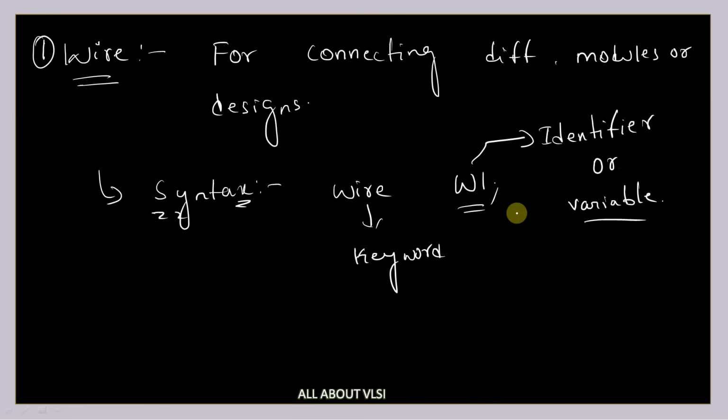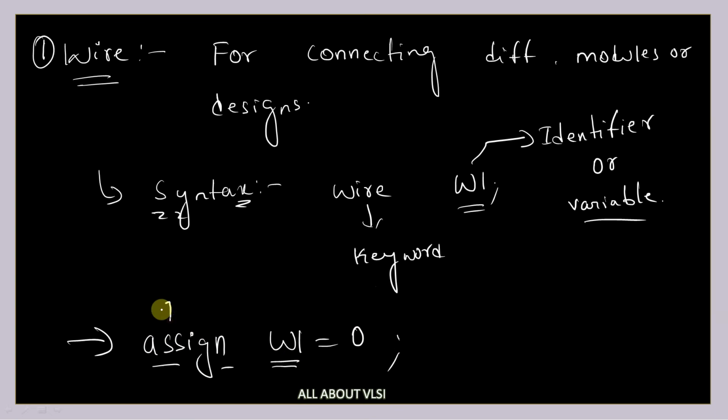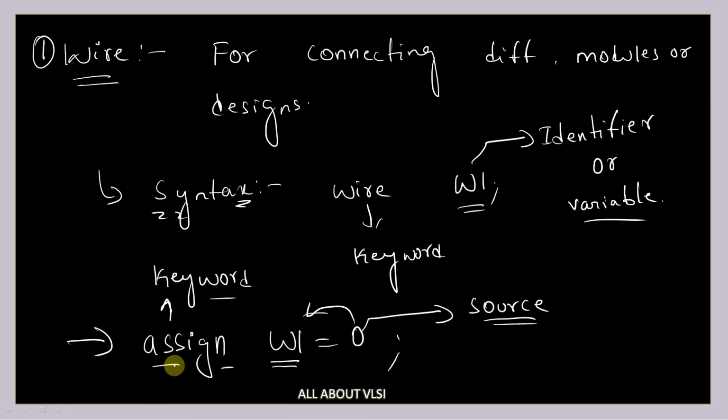One more important point: if I write w1 is equal to 0, I'm not storing the data inside this w1. I'm driving the data onto this w1, so I cannot simply write w1 is equal to 0. I'm going to use one more keyword, which is known as assign. I should use the keyword assign for driving the data continuously into my wire. On the right hand side it is my source, which is a constant source continuously driving the values into my wire. Using this keyword assign, I continuously update the values from the right hand side to the left hand side onto this particular wire.